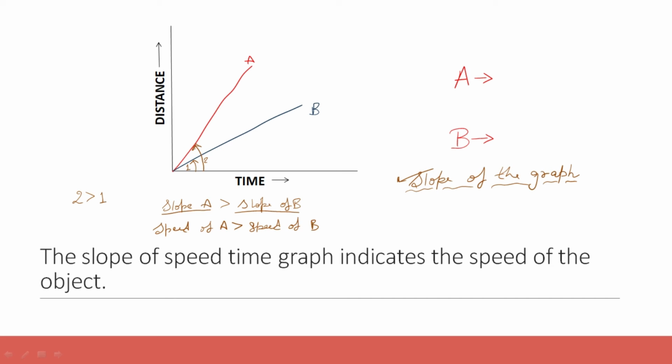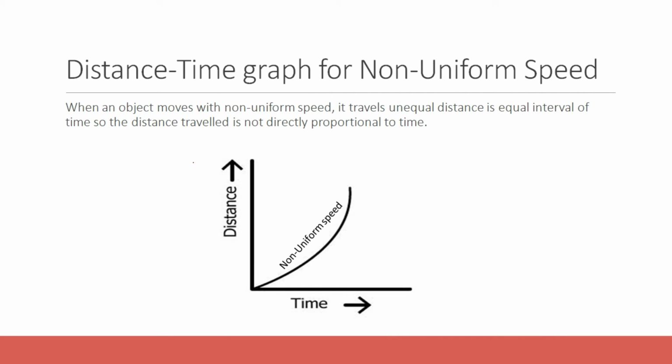So in this case, the body A was having the maximum angle and body B was having the minimum angle. Therefore, A is moving with fast speed and B is moving with a slower speed. Now let's see graphical representation for other type of speeds. So it is for non-uniform speed.